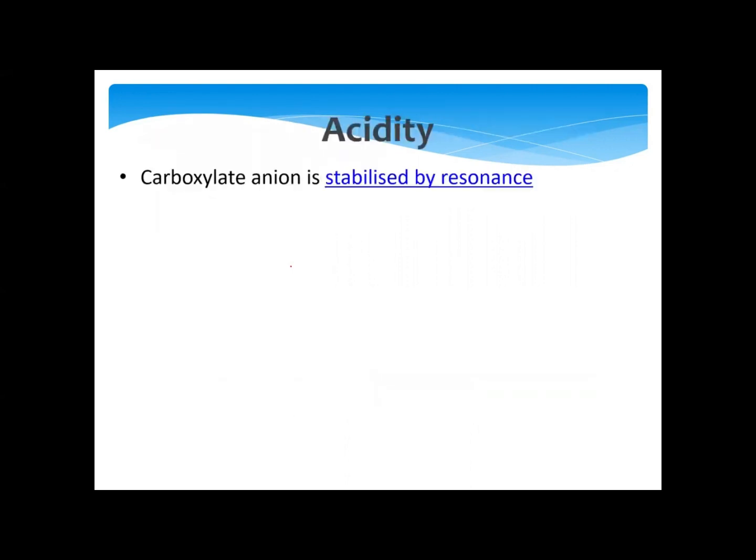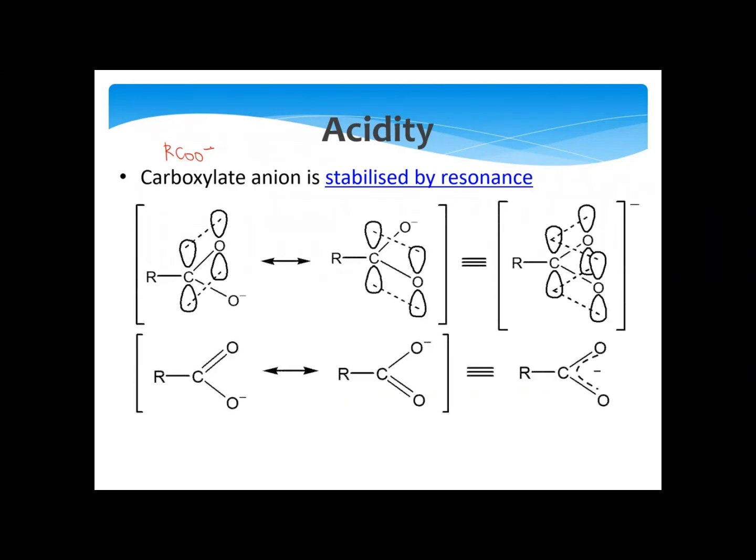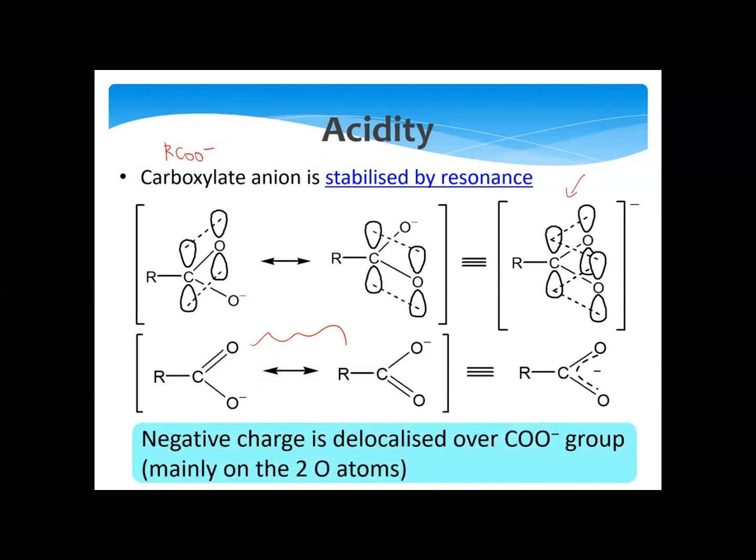So the carboxylate anion, RCOO minus, is actually stabilized by resonance. What do we mean by that? You can see this diagram in your notes as well. These are the two equivalent resonance structures. Because of the overlapping of the p orbitals in the COO minus, we see that the negative charge is delocalized over the COO minus group.